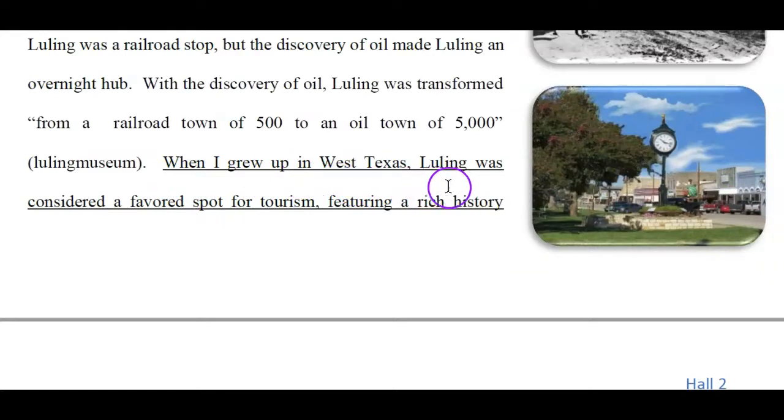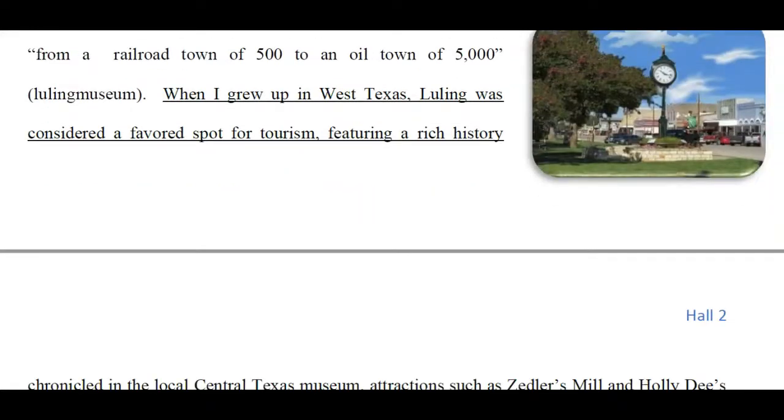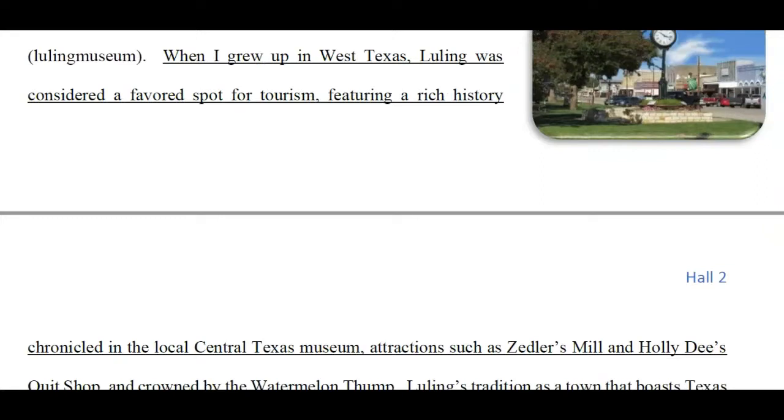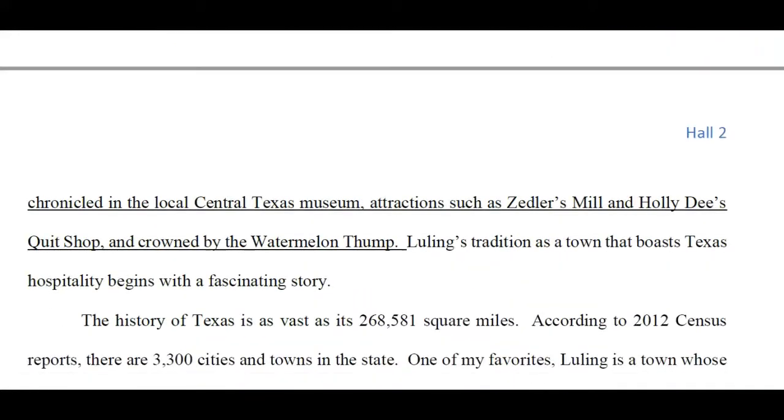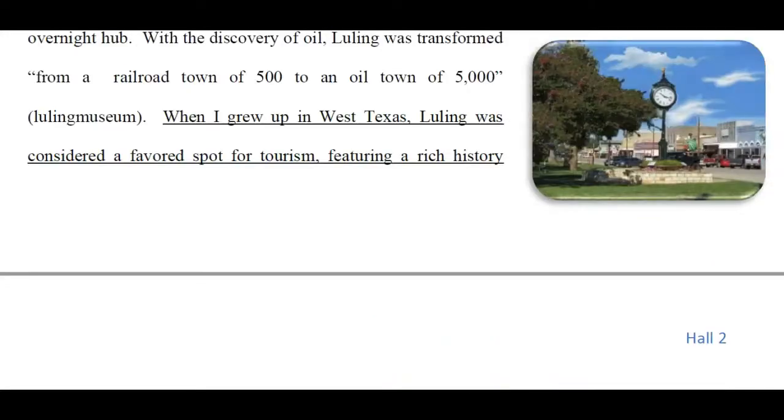When I grew up in West Texas, Luling was considered a favorite spot for tourism, featuring, what was the next paragraph? That's right, a brief history of Luling. There it is in the thesis statement, featuring a rich history. And what came next? Attractions such as the Zedler Mills and Holly D's quilt shop. And what was the third thing? The watermelon thump.